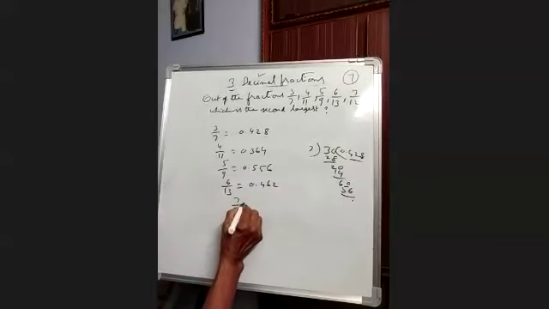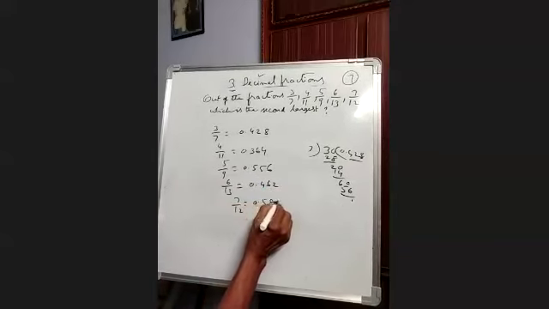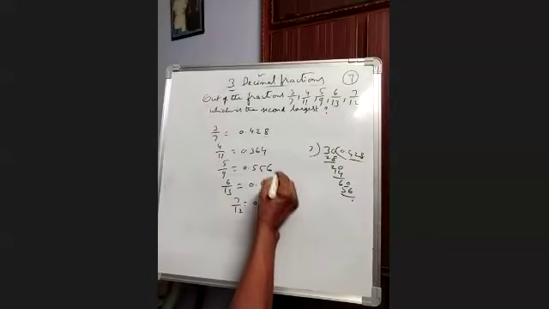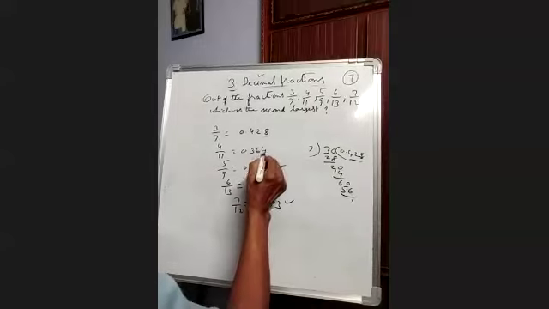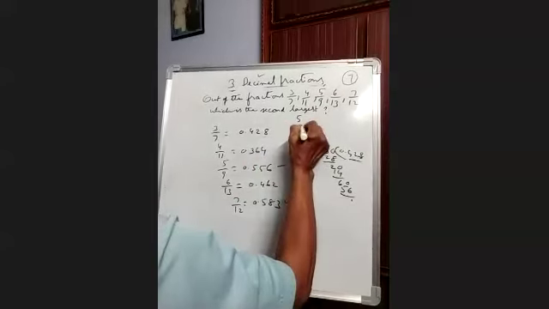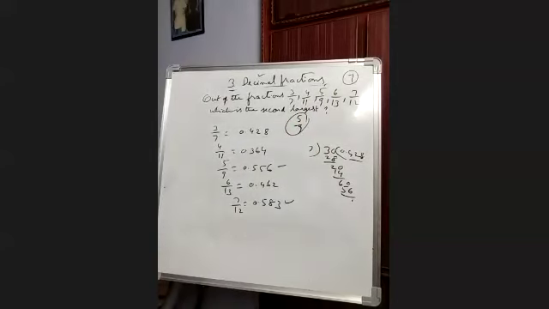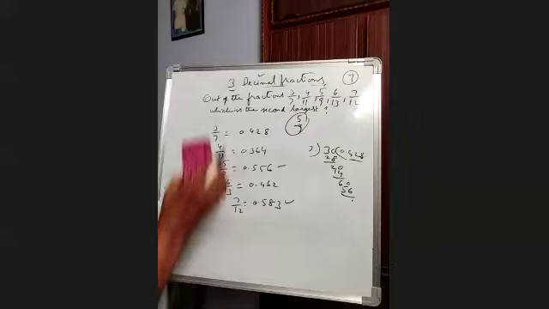7 by 12 will be 0.583. Second largest will be this one. So 5 by 9 is the answer. 5 by 9 is the second largest. Next question.